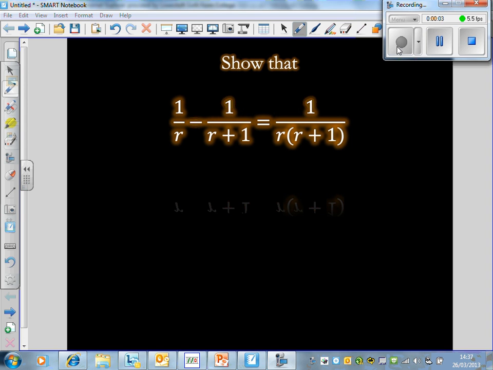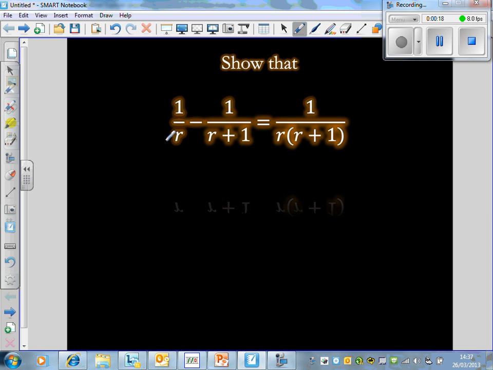Okay, so Stephen's going to show that 1 over r minus 1 over r plus 1 is equal to... First, we make the denominator the same. Rationalise it if we had these as surds. Okay, never mind that. So we're making the common denominator.